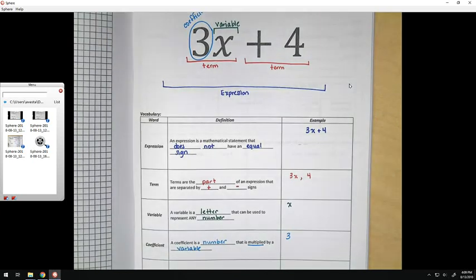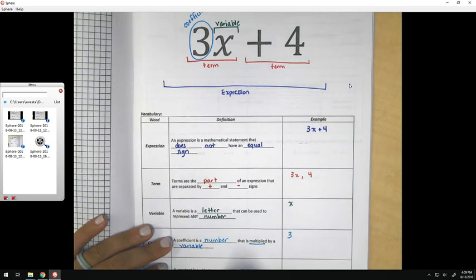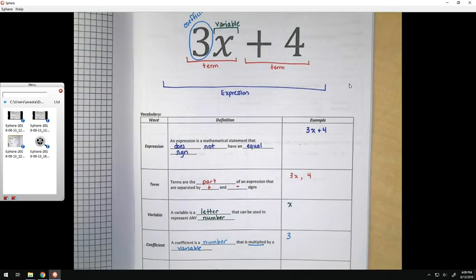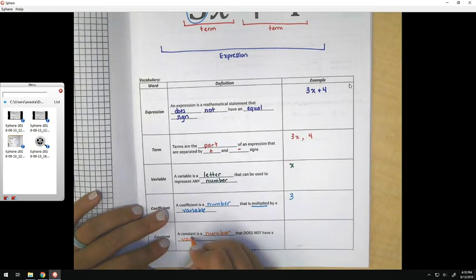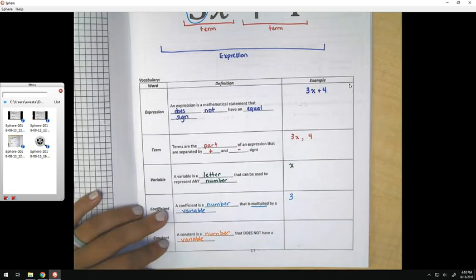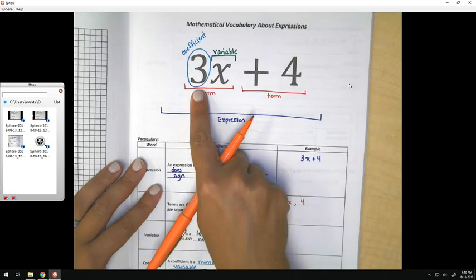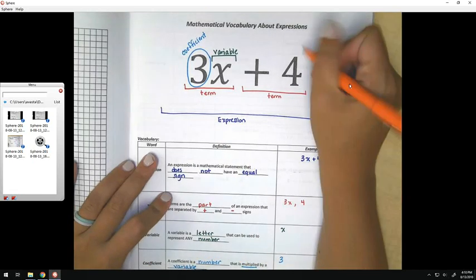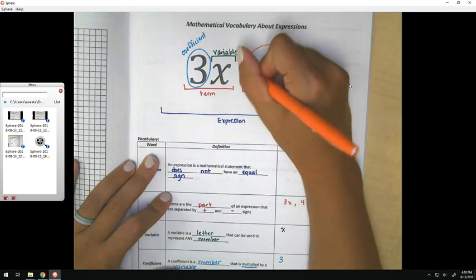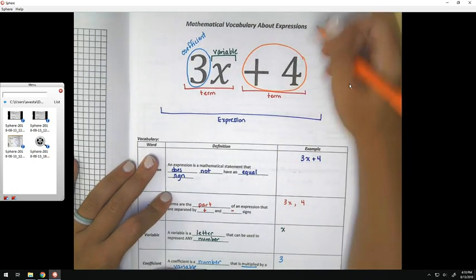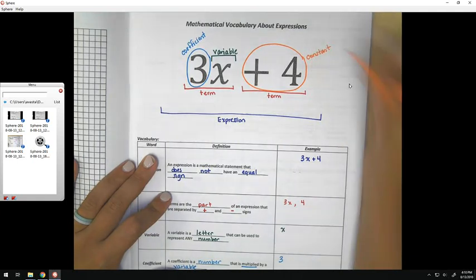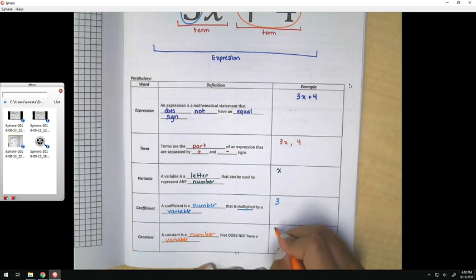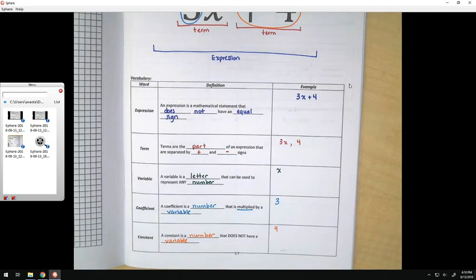And finally, a constant is a number that is not being multiplied by a variable. So in this problem, there are two different numbers, the 3 and the 4. Since the 4 does not have a variable, we would say that that is a constant in this problem. So if I was going to list that, I would say that the 4 is the constant.